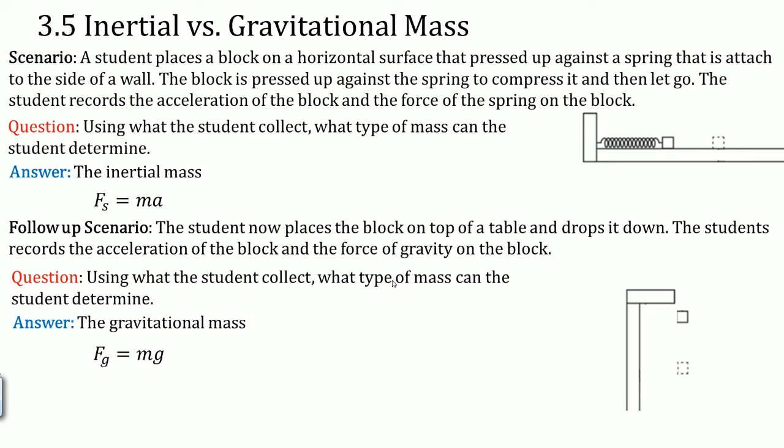Although the student calculated the inertial mass in the first scenario and the gravitational mass in the second scenario, the inertial mass is experimentally verified to also be the gravitational mass. They're the same thing.